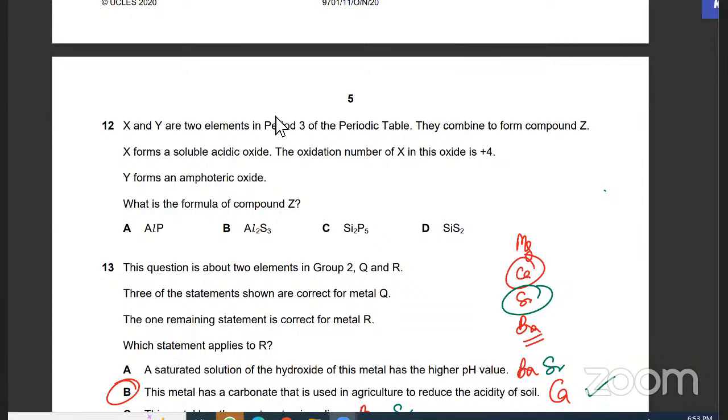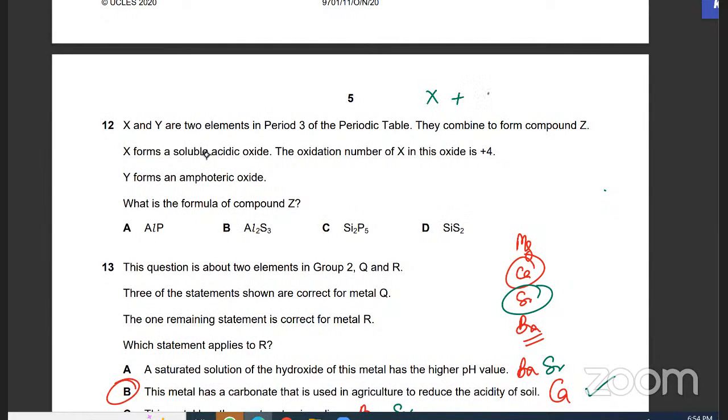So this one quickly: X and Y are 2 elements in period 3 of the periodic table. They combine to form Z. X and Y react to form Z. The answer is B, because aluminium is the only amphoteric one.